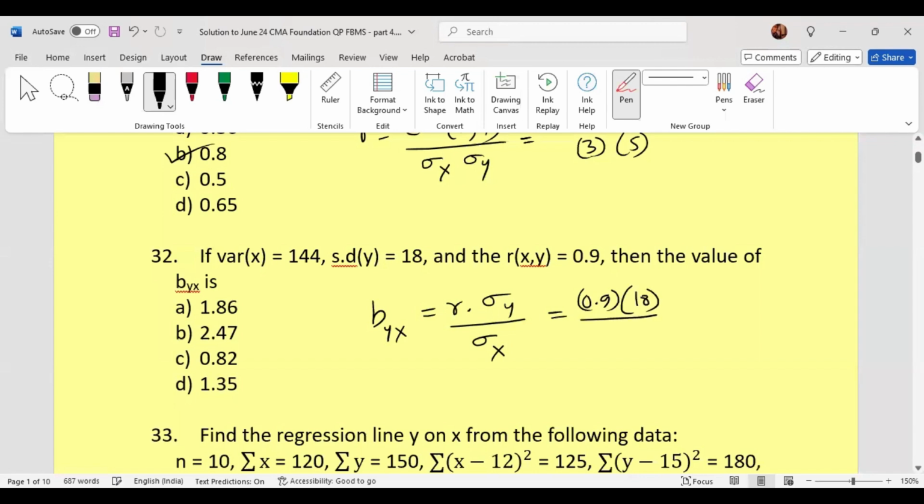And the standard deviation of x is square root of the variance, which is square root of 144, which will be 12. Calculating this, we will get 1.35 as the answer. That means option D.